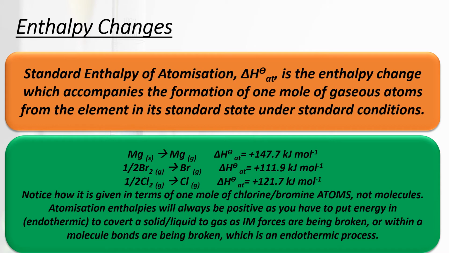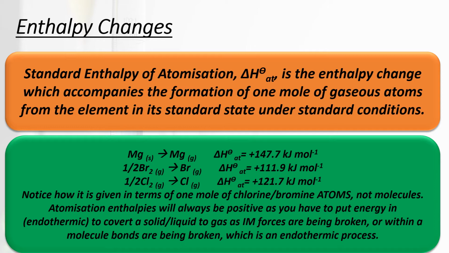The next one is the standard enthalpy of atomization. This is given the symbol delta H at AT for atomization. And this is the enthalpy change which accompanies the formation of 1 mole of gaseous atoms from the element in its standard state under standard conditions. Now that may seem a bit arbitrary, so let's look at a few examples. The two key takeaway messages here is that it accompanies the formation of 1 mole of gaseous atoms, so it has to make a gaseous atom, and it makes it from the element in its standard state.